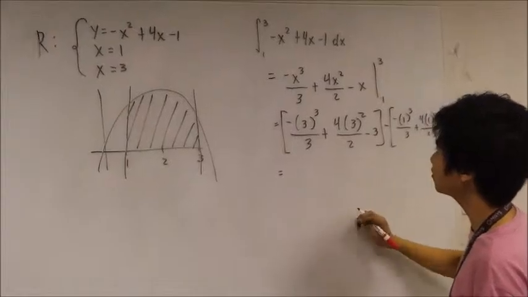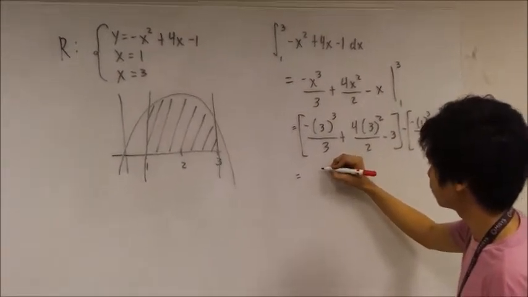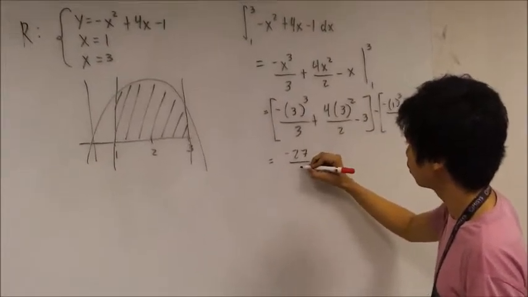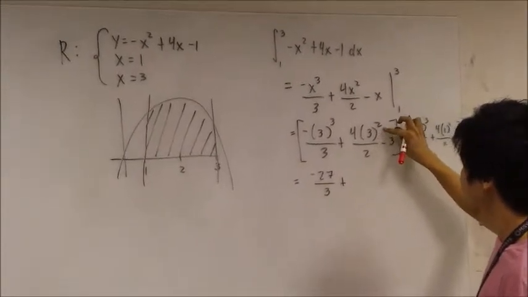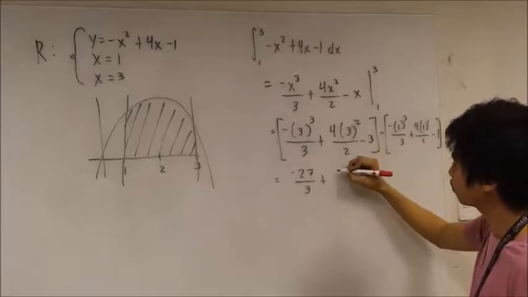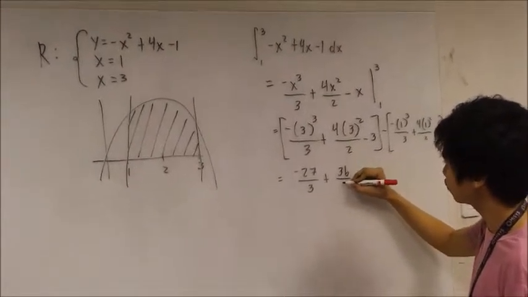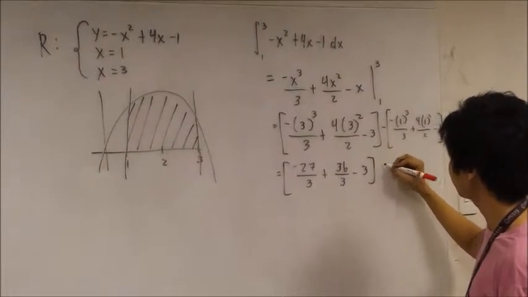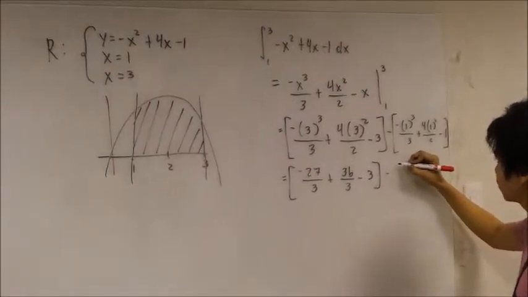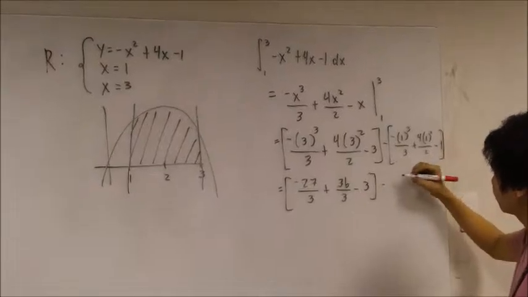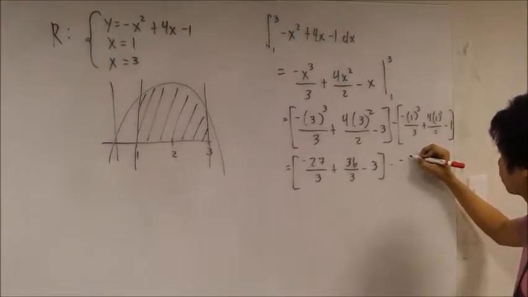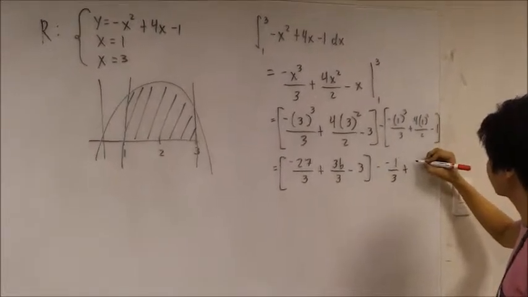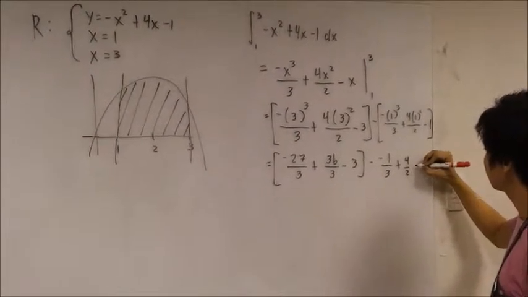If we simplify it, we have 3 cubed, and it's negative. So you have negative 27 over 3 plus 3 squared, which is 9 times 4, we have 36 over 2 minus 3. And we solve for the other part. So we have 1 cubed and the negative of it, so negative 1 over 3 plus 1 squared times 4 over 2 minus 1.